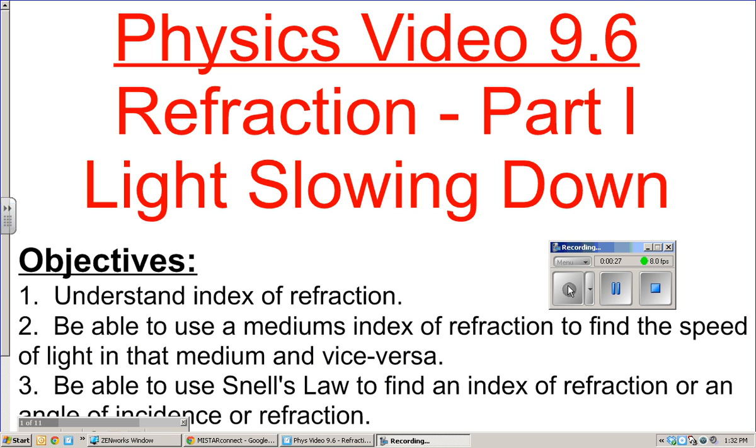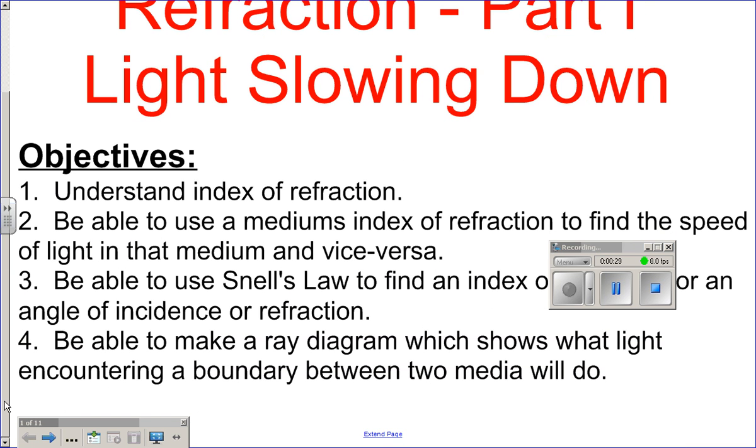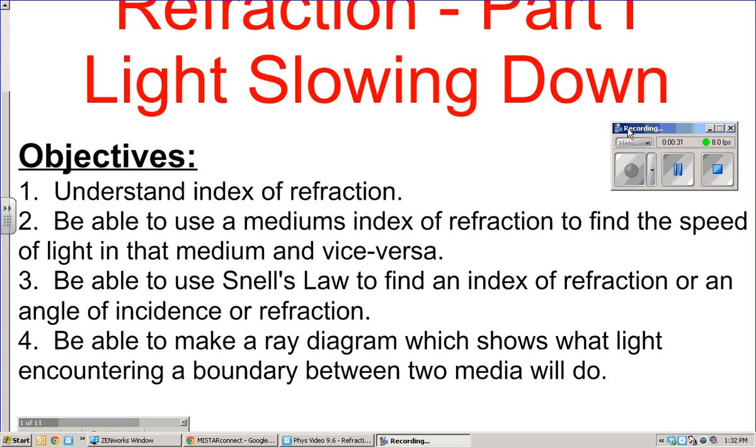Objectives. By the end of this video, you should understand what index of refraction is. You should be able to use the medium's index of refraction to find the speed of light in that medium, and vice versa. You should be able to use Snell's law to find an index of refraction or an angle of incidence or refraction, and you should be able to make a ray diagram which shows what the light encountering a boundary between two media will do.